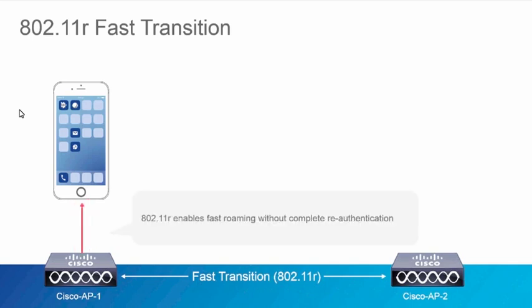What fast transition does is it enables a roam to happen without a full 802.1x authentication. You'd think, well, wait a minute, that's not exactly brand new. It's not, but we've done it in the past using proprietary mechanisms. Now we have 802.11r. That is a standard-based mechanism for doing that. So as we see the roam to a new AP, we don't have to fully re-authenticate.